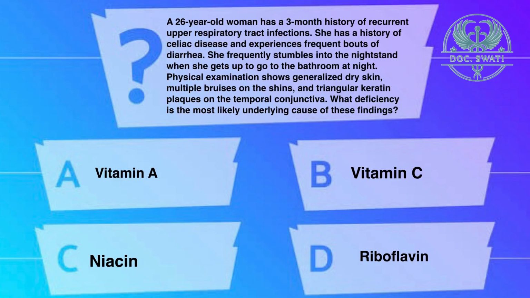Option A, vitamin A. Option B, vitamin C. Option C, niacin. Or option D, riboflavin. So which option do you think is the correct one? Yes, option A, vitamin A is the correct option.